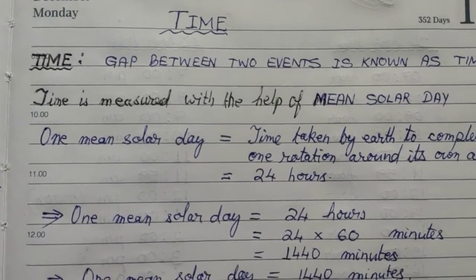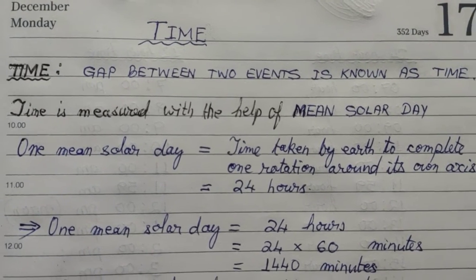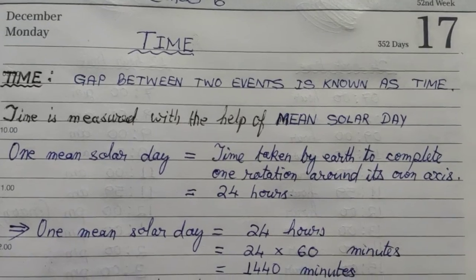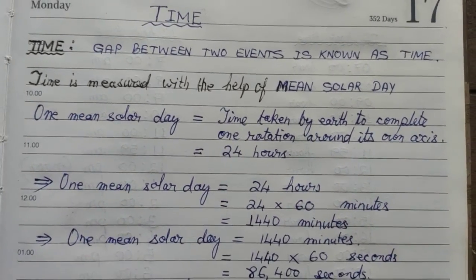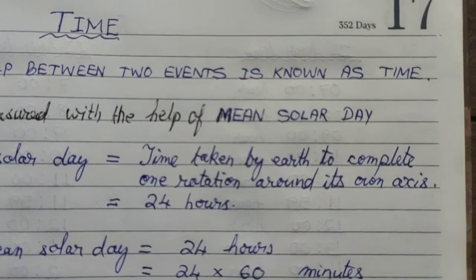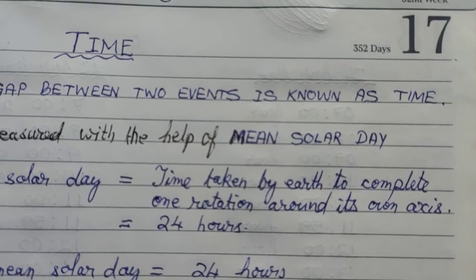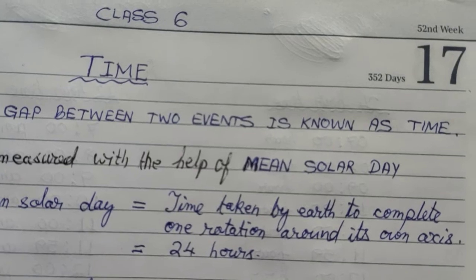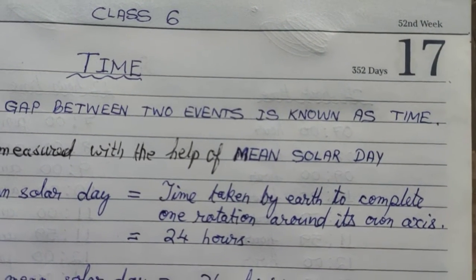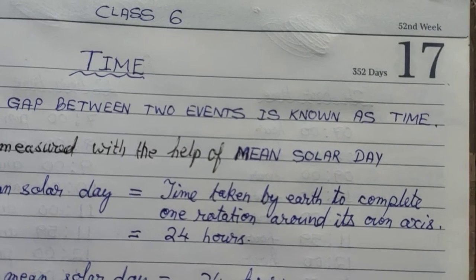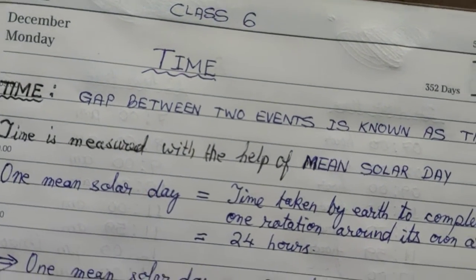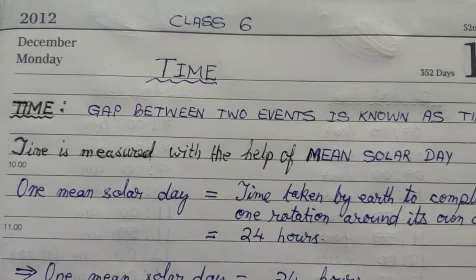Now for measuring time, we have something known as mean solar day. Now what is this mean solar day? One mean solar day is the time taken by the earth to complete one rotation around its own axis. We know earth revolves around its own axis, which causes day and night, right? And one full round it rotates around the axis takes 24 hours. So one mean solar day is actually equals to 24 hours.